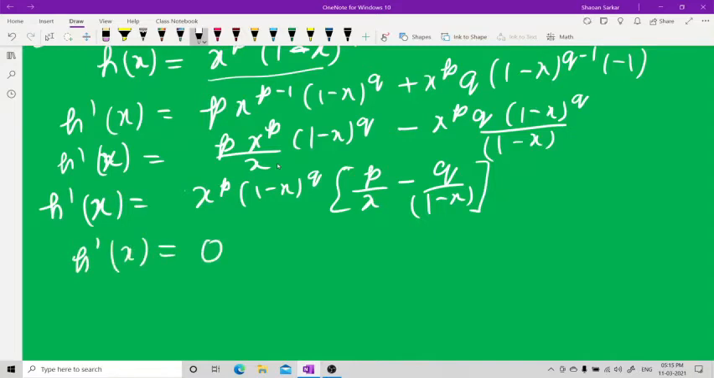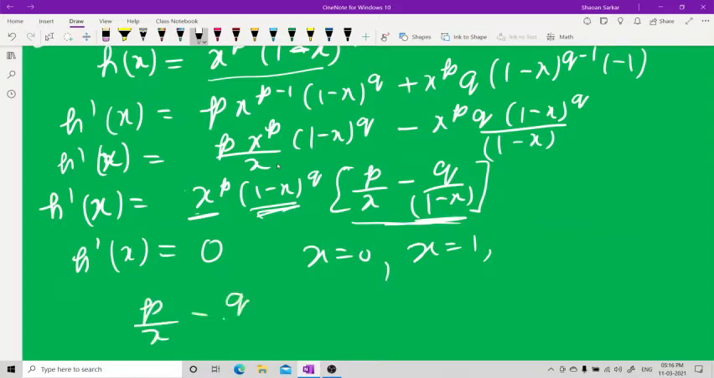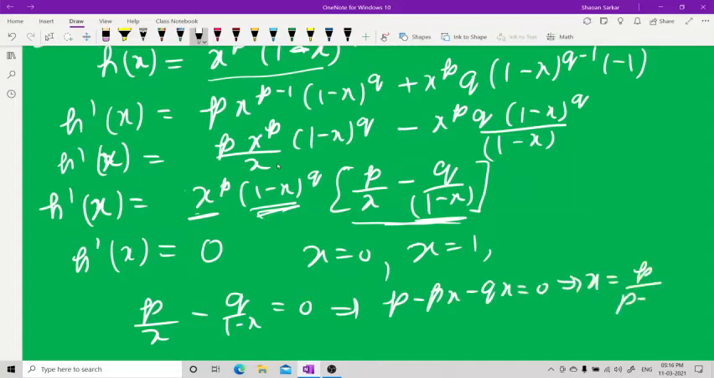So from here I'll get x equal to 0, from this I'll get x equal to 1, and once this is 0, that is p(1 minus x) minus qx equal to 0, which will give me p minus px minus qx equal to 0. That will give me x equal to p upon p plus q.